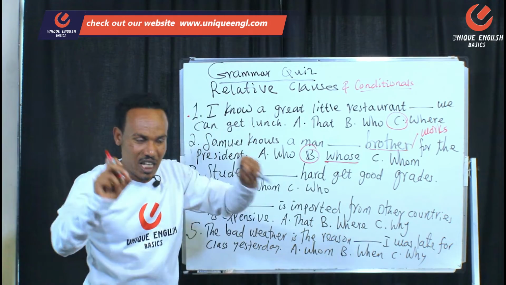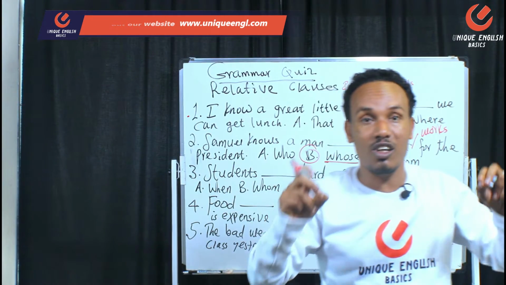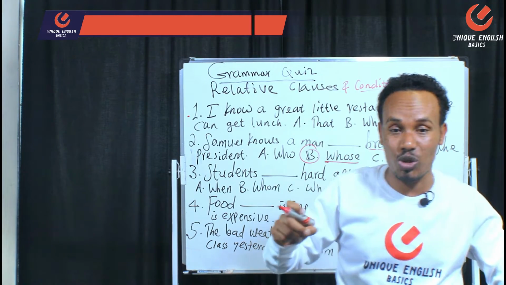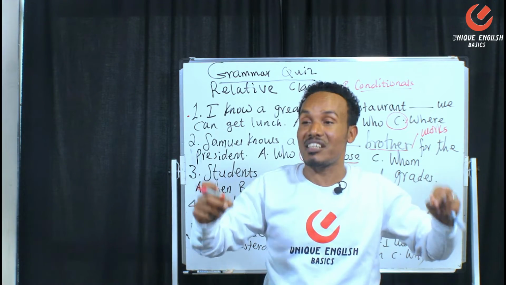So one thing that you have to know is that the relative pronoun whose is used for persons, animals and things to show possession. Yes or to show what? Possession or ownership.